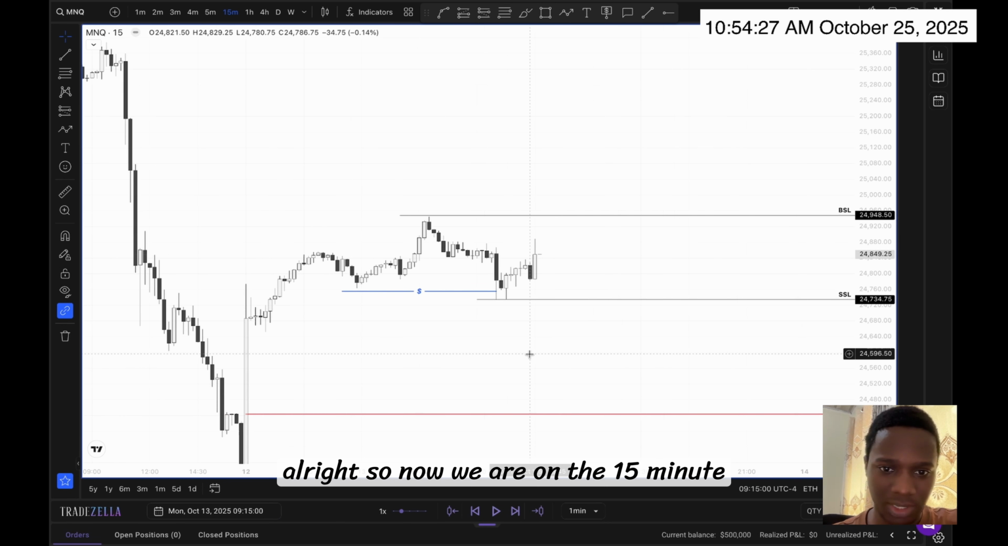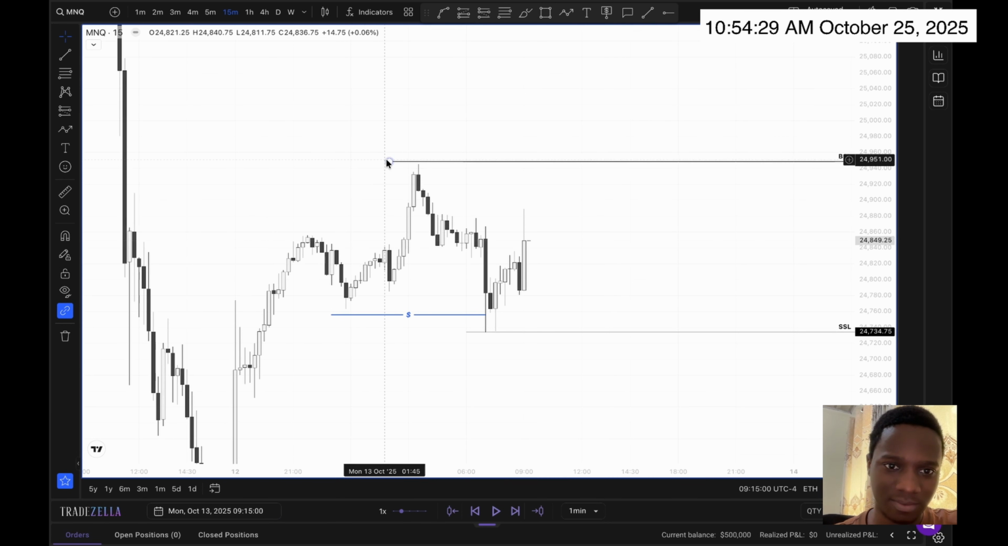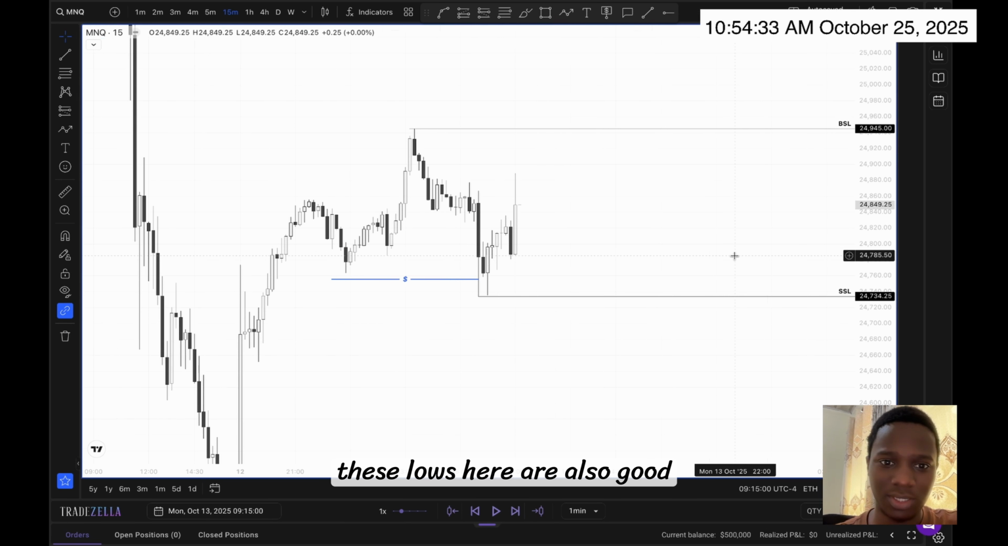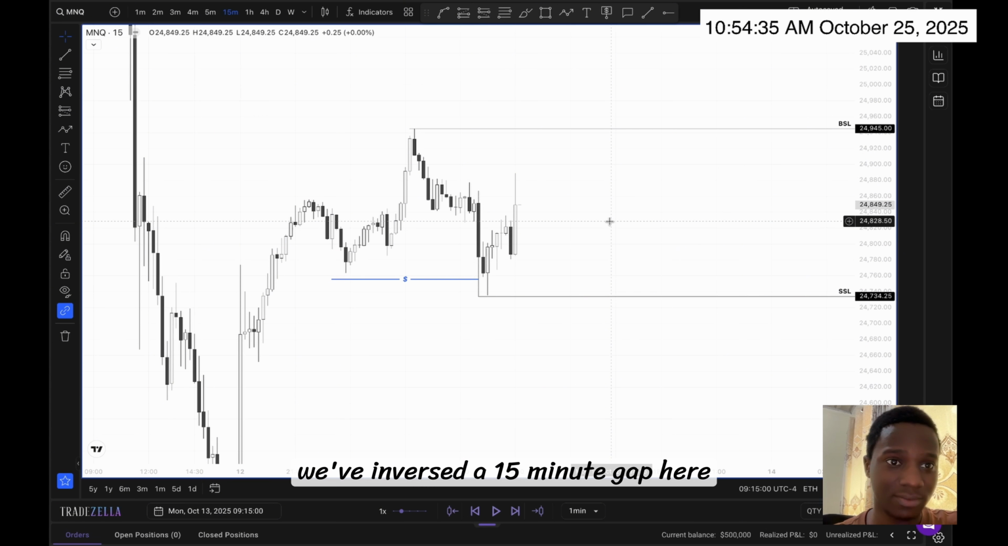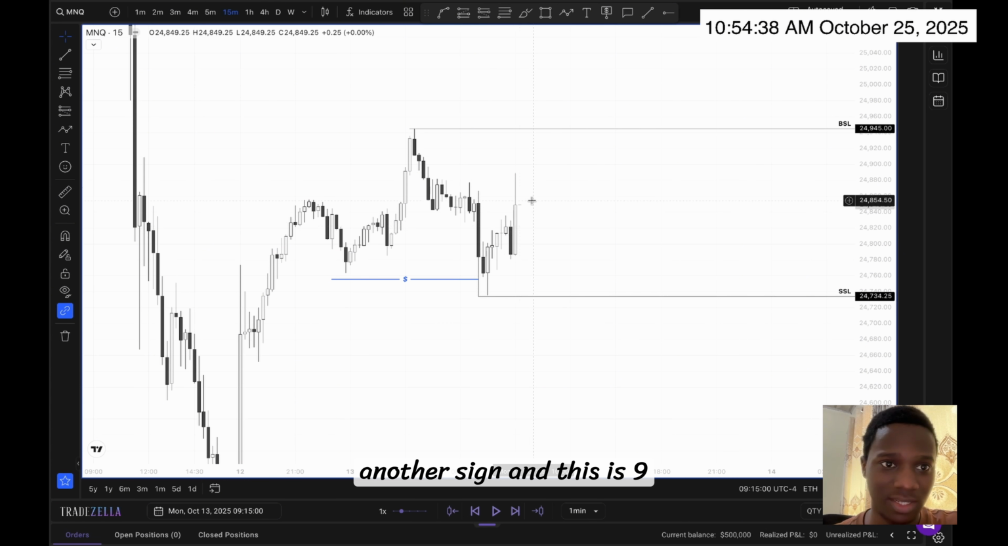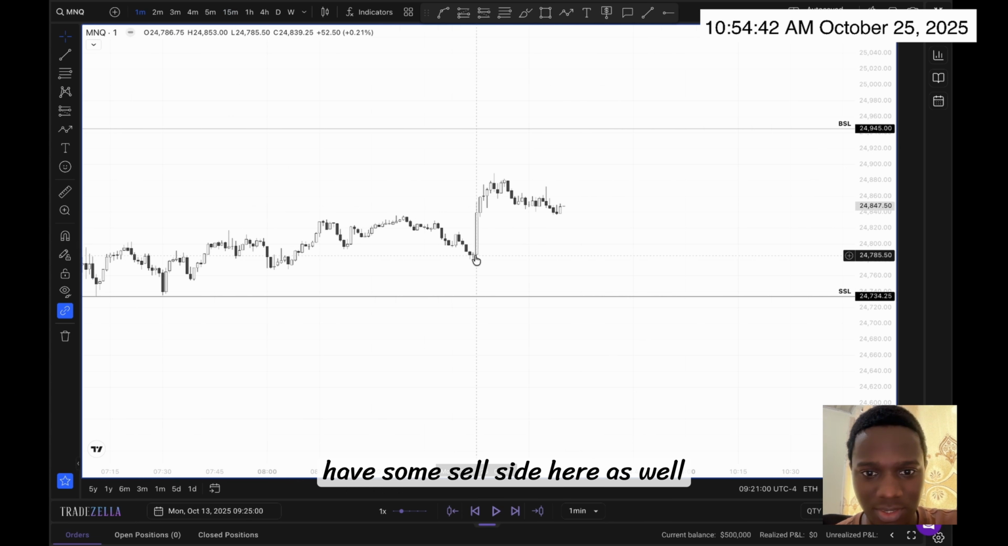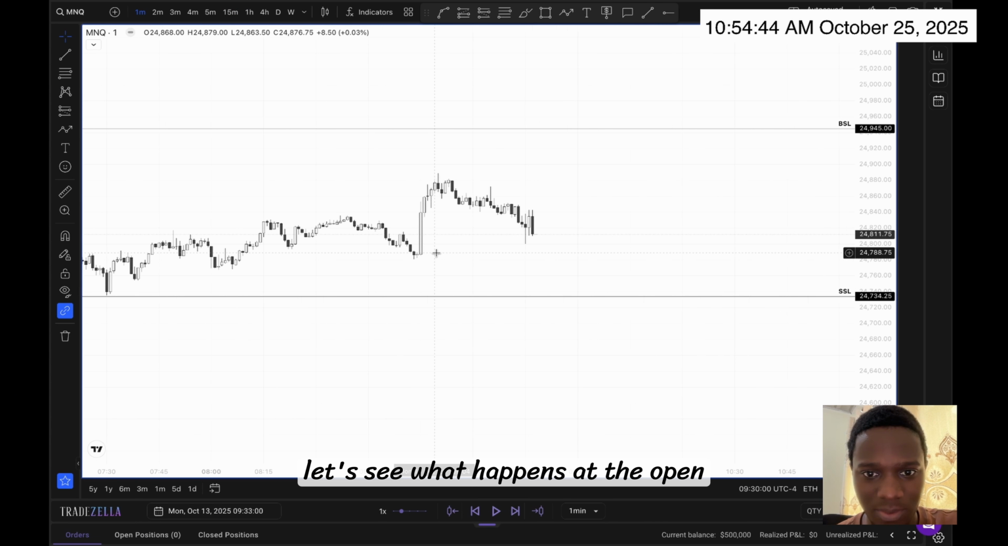All right, so now we are on the 15-minute. This high is still intact. These lows here are also good. We've inversed the 15-minute gap here, another sign, and this is 9 opening. So let's just sit on the 1 minute and wait. I have some sell side here as well. Let's see what happens at the open.